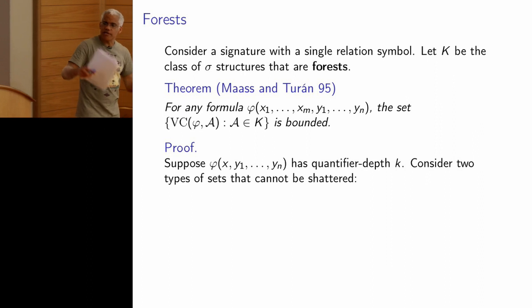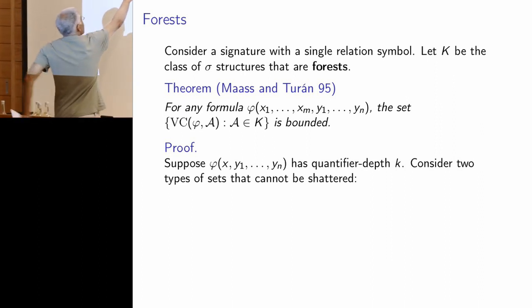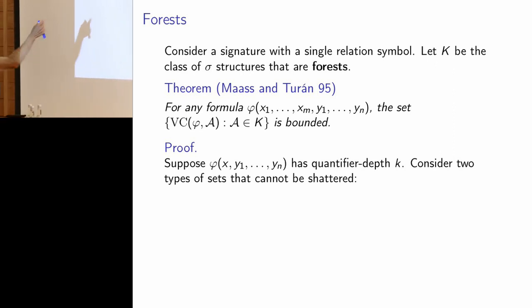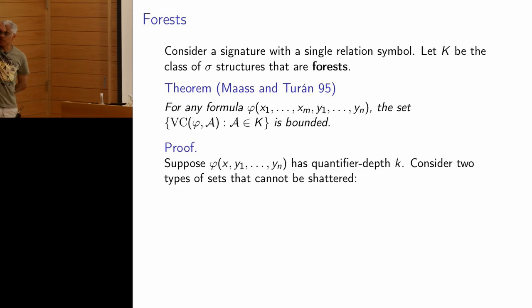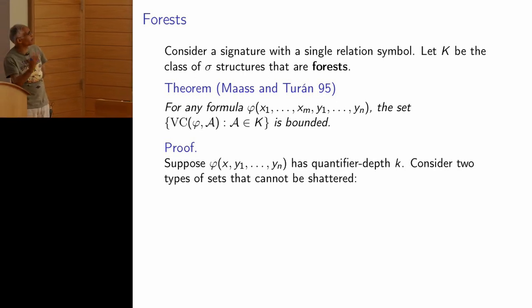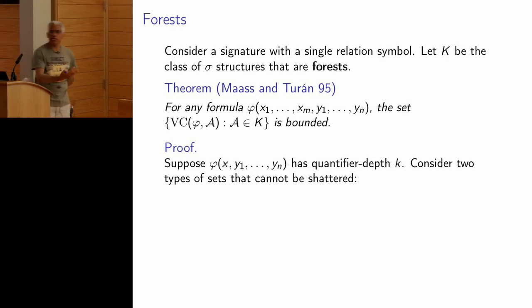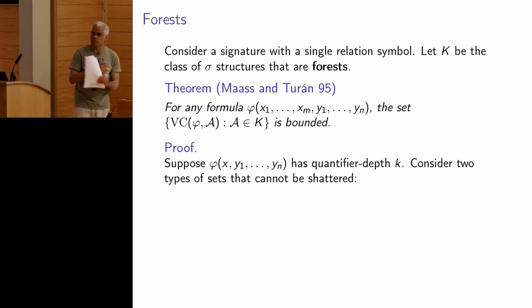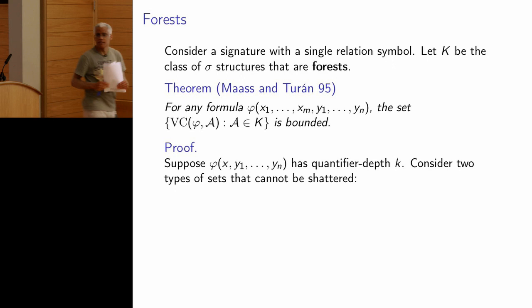And again, we can apply the Shelah result that says without loss of generality, we can consider our formula just has one, apart from the parameters, it has one free variable. So we're just defining, what this formula is defining is subsets of the structure. So let's fix a formula of quantifier depth k. And I'm going to argue that there are two kinds of sets that cannot be shattered by the concept class that arises by varying the parameters here.